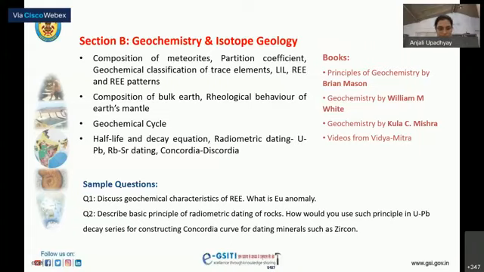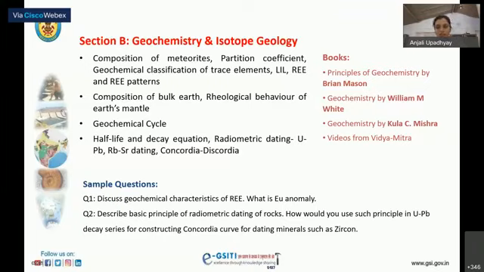In this part, you can expect questions from the topics composition of the bulk earth, geochemical behavior of the Earth's mantle, and geochemical cycle. From the isotope geology part, they mostly ask questions on half-life and deriving the decay equation. Along with this, they ask about one of the radiometric dating methods, and the most frequently asked are uranium-lead and rubidium-strontium dating.